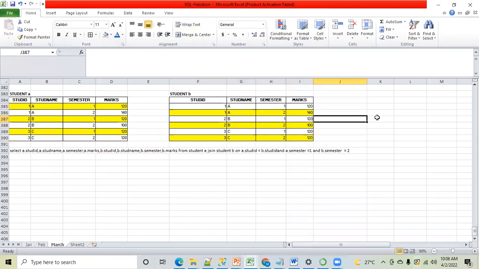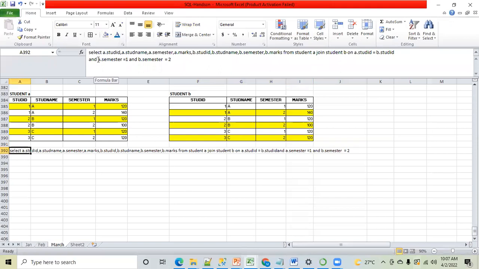Comparison, you want to compare. Correct? Because that is the requirement. Compare second semester with first semester. That's the requirement, no? You have to compare second semester with first semester. So that's what I have mentioned here: in the first table, pick only those records where semester is 1. From the second table, that is B, pick only those records where semester is 2.